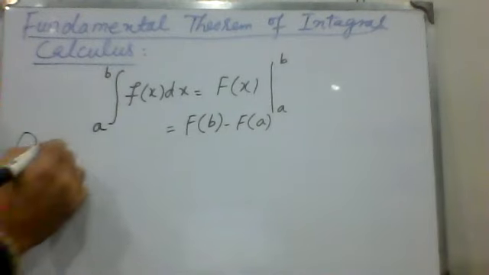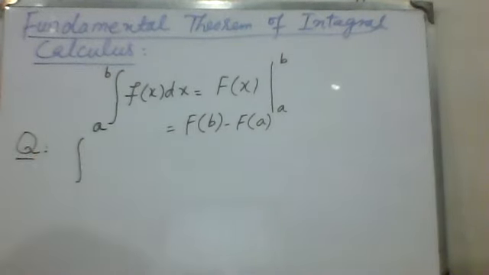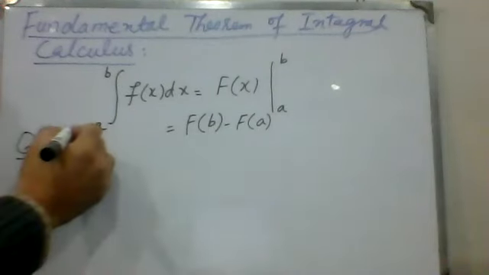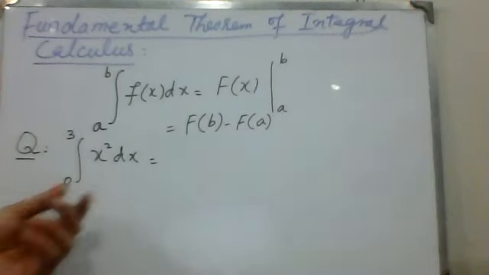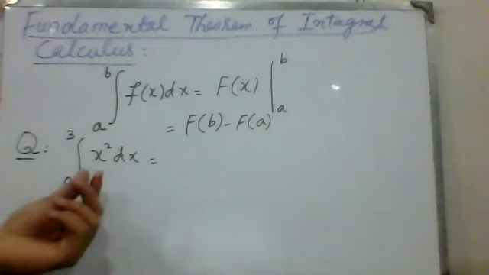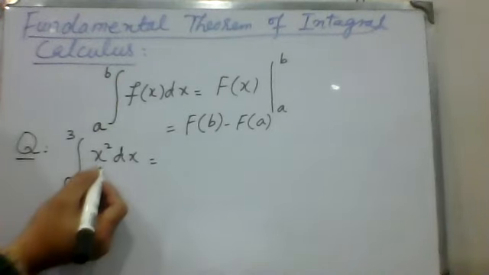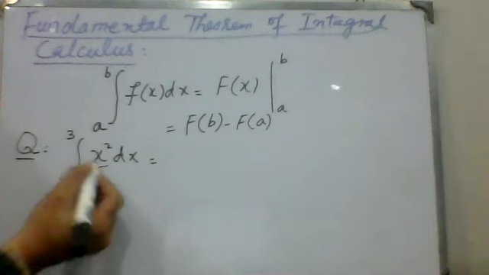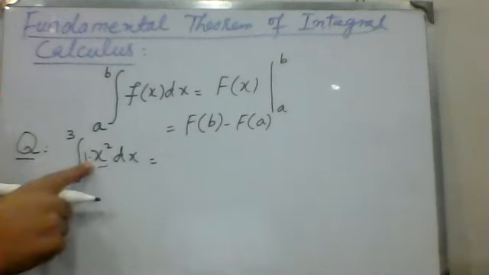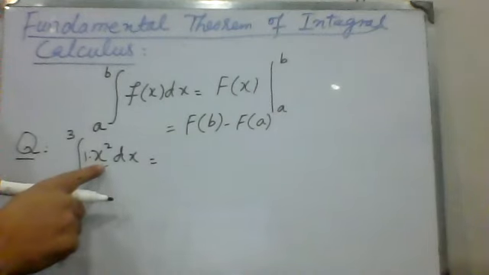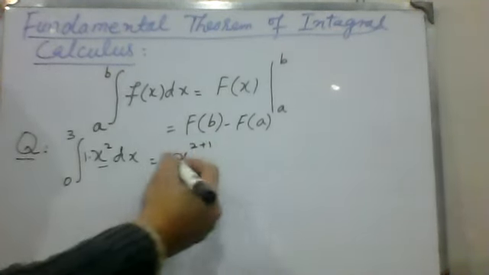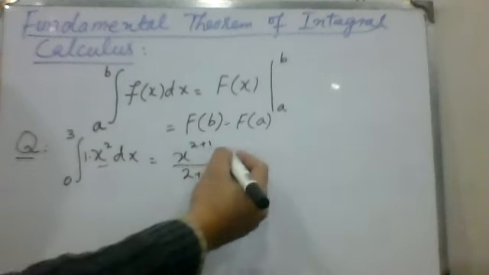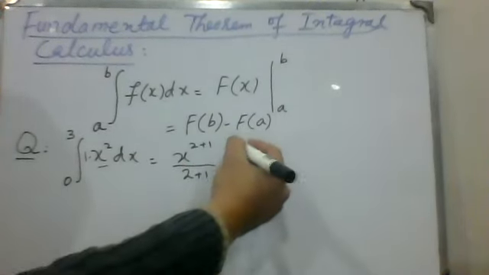The question here is the integral from 0 to 3 of x square dx. First you integrate that function x square. How can we integrate the function x square? We know that the derivative of x is 1, and if the derivative of the function is present with it, we can add 1 to the power, that is 2 plus 1, and in the denominator we write 2 plus 1. So here the limit is 0 to 3.